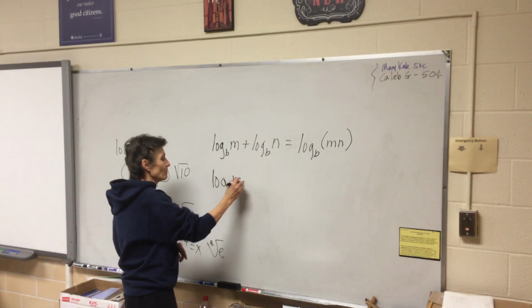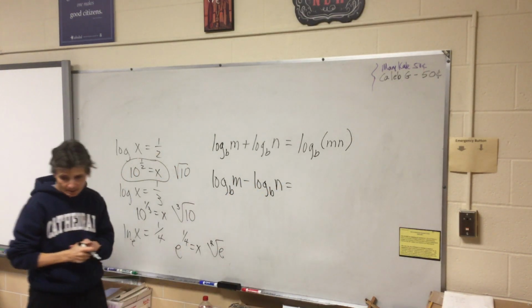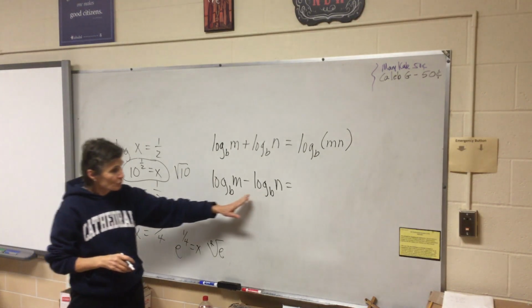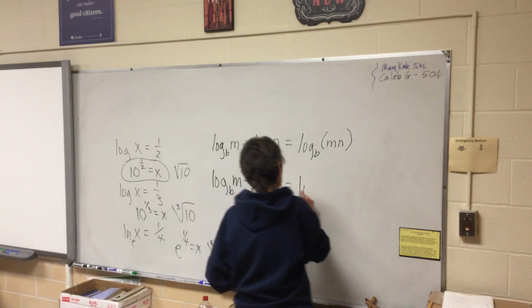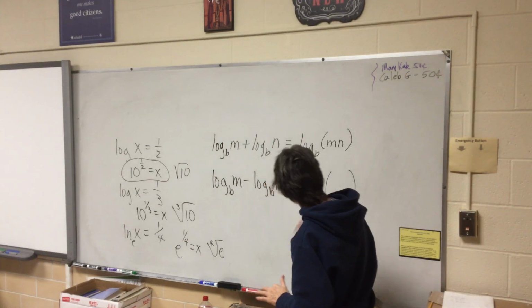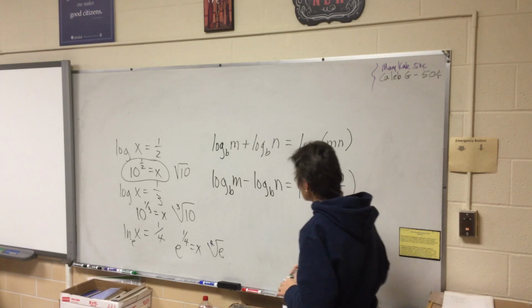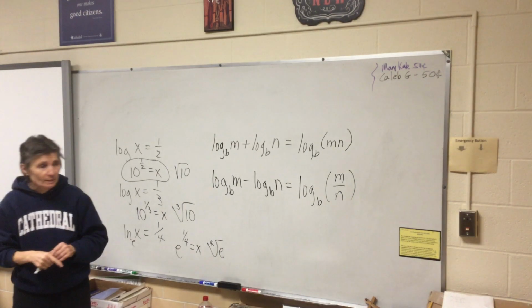If you have a problem where the logarithms are being subtracted, so 2 logarithms, they're being subtracted. Anybody want to take a wild guess how that combines? You divide. Exactly, m over n. First over second, yep, exactly, very good.